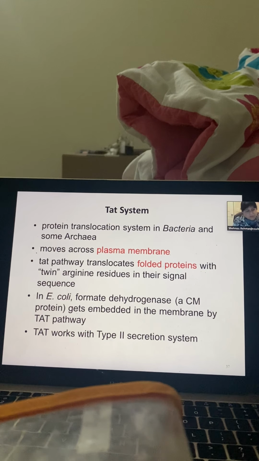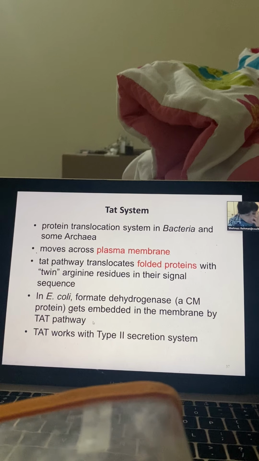But the important thing is that they also have a signal sequence. And in the signal sequence, you will have twin arginine residues. So that's why it is called the TAT, twin arginine transport system, right? So the signal will have the twin arginine residues in it.